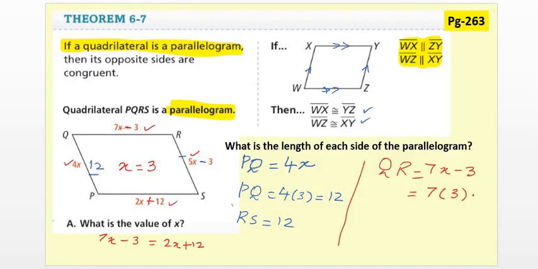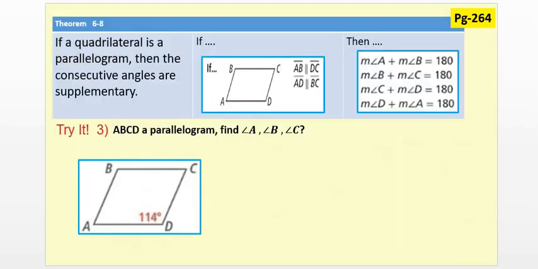So the value of x is 3, so 21 minus 3 will be 18, right? And if you want to check if this answer is becoming 18, so this value is actually equal to this one, so you can put the value of 3 here, so it will be 3 times 2, 6, 6 plus 12 will be 18, the same value. So that's why you can say the value of SP or PS will also be 18. Is that clear? Okay, let's see what do we have next.